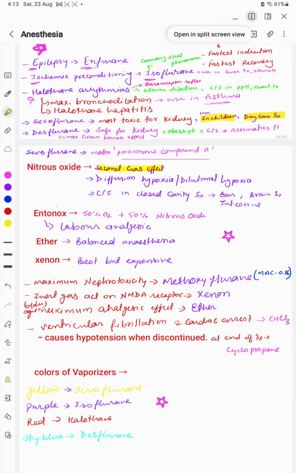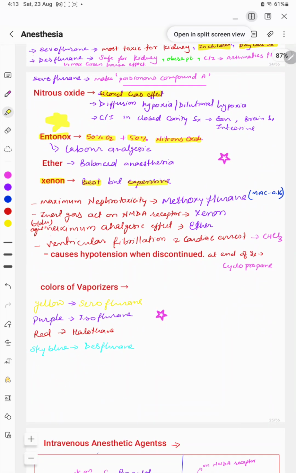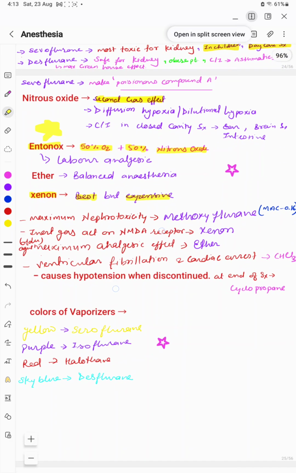Okay, what is Entonox? This is already a question. It is 50% oxygen, 50% nitrous oxide, first used for labor analgesia. Ether we will give as a bolus anesthesia. Xenon based but very expensive, the patient cannot afford it. Xenon has all the good properties of anesthetic agents, but it is very expensive. This is the only one bad property.